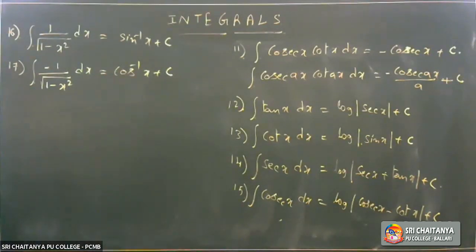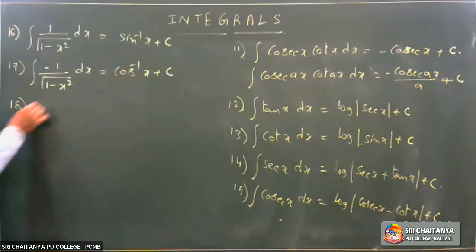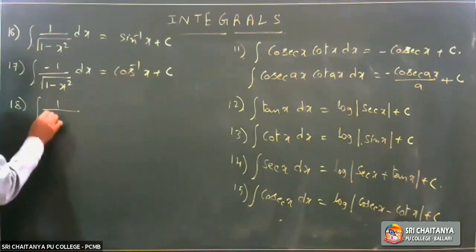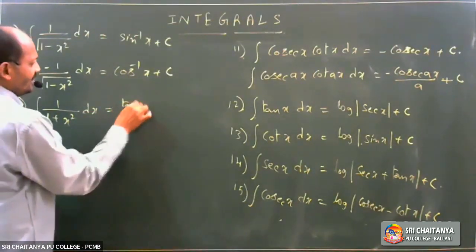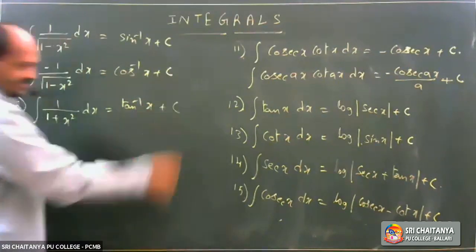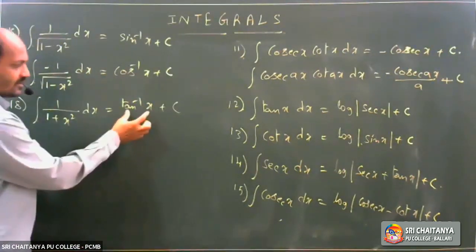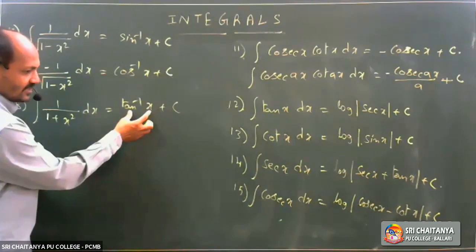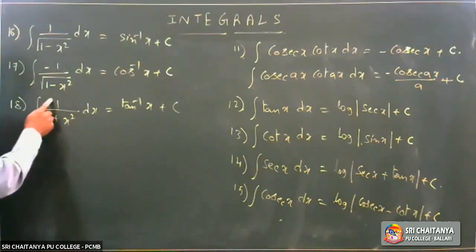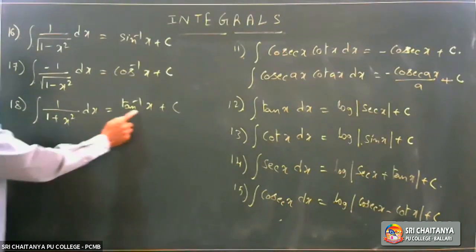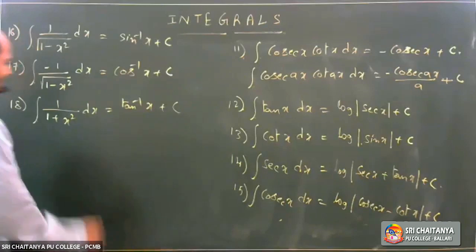Next, the integral of 1 by 1 plus x square is tan inverse of x. Already we know that the derivative of tan inverse of x is 1 by 1 plus x square. So the integral of 1 by 1 plus x square dx is equal to tan inverse of x plus c.